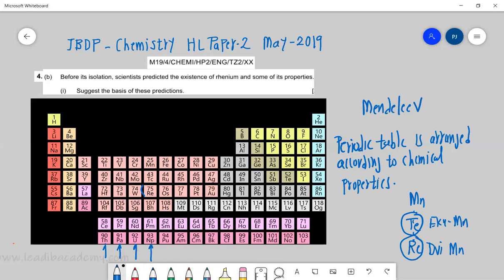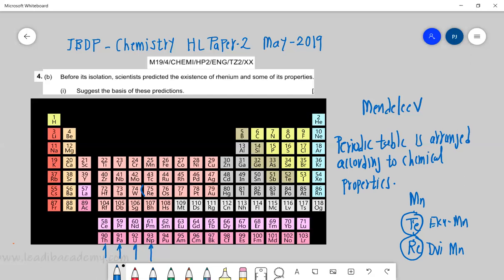Eka means in Sanskrit one, and Dvi means two. That means it is like a second kind of manganese. Okay, these are in Sanskrit, the Indian language. So that is the basis.